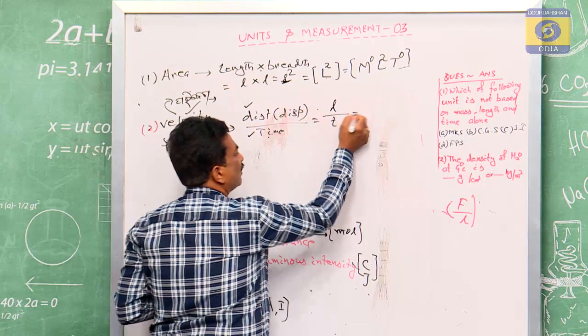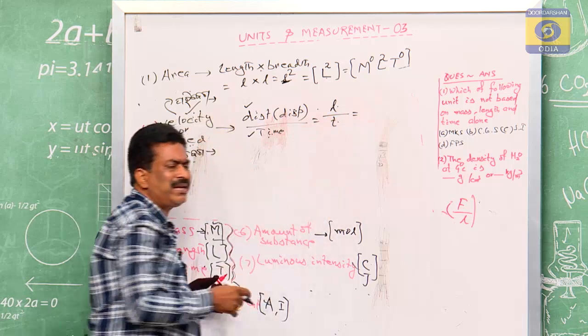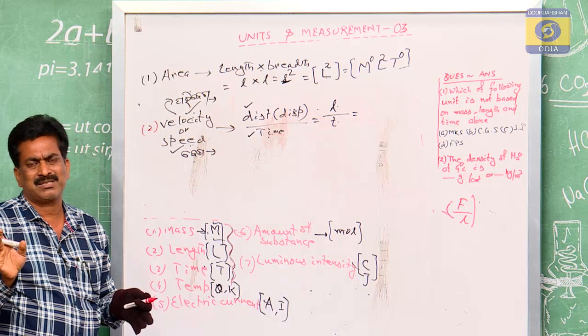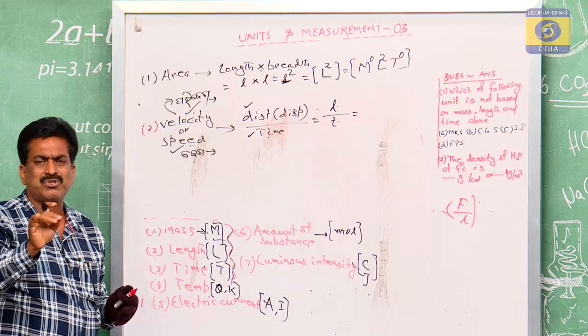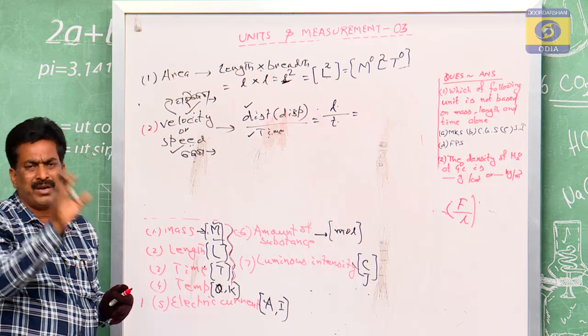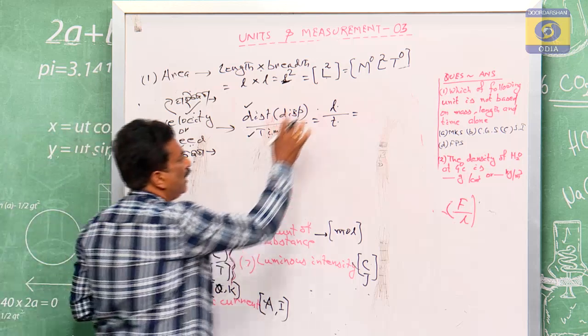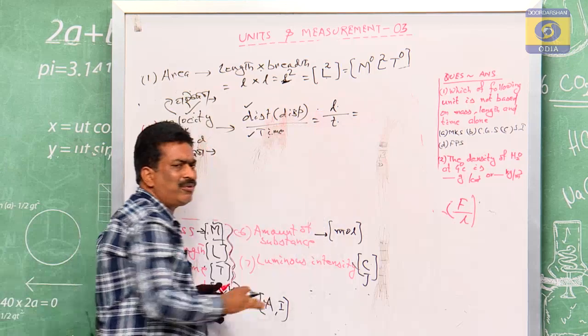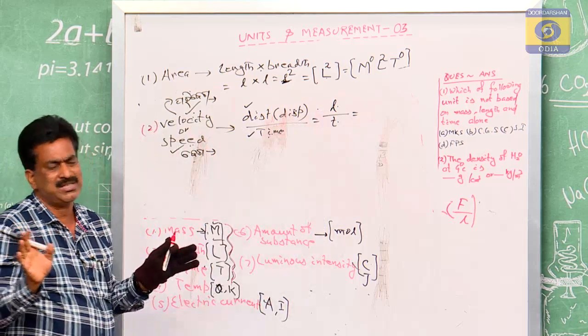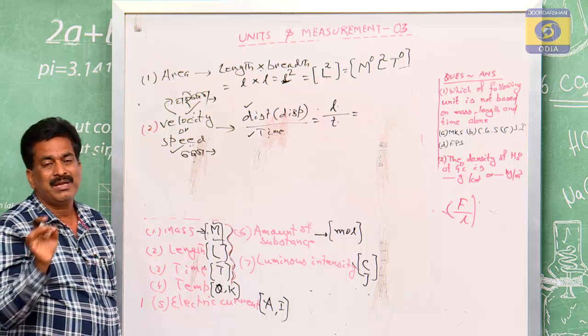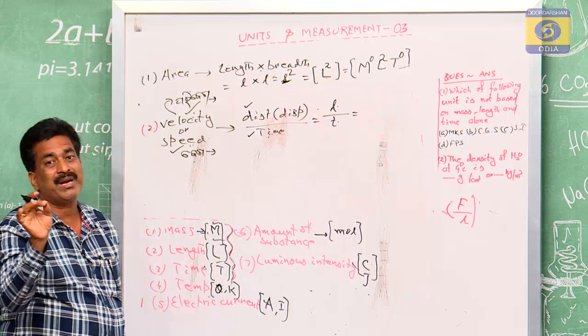The fourth one is the simplification. L by T comes here in a single way, so there will be no simplification. If one term comes more than once, according to its representation, we make the simplification. So the length is only once, time is only once, so no simplification is required. So simplification is gone. What is the fifth step? That is to put the appropriate dimension.